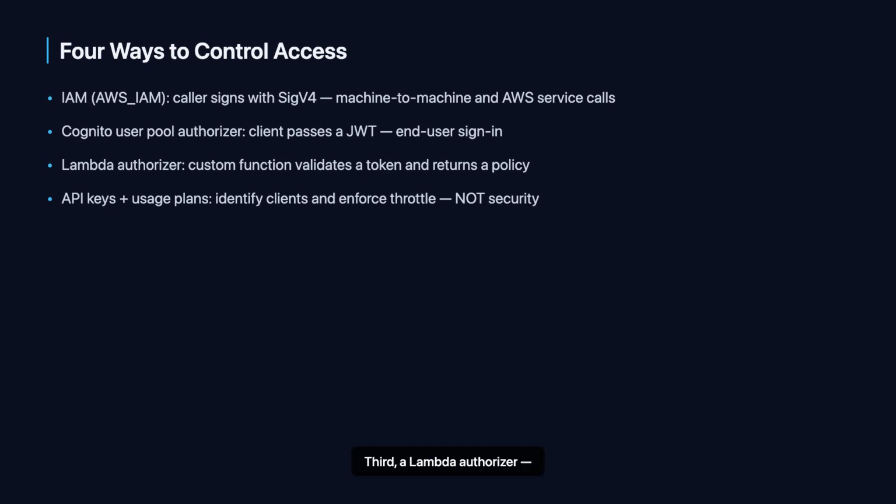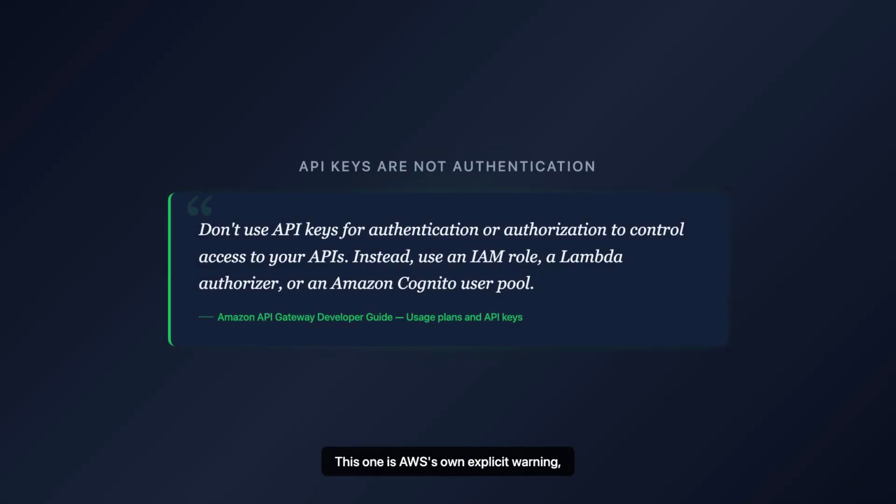Third, a Lambda authorizer, a custom function that validates a token and returns a policy, when your token logic is bespoke. And the fourth item on screen, API keys with usage plans, identifies clients and enforces throttling only. That is deliberately not a security mechanism, and that distinction matters a lot. This one is Amazon Web Services' own explicit warning, not my interpretation. Do not use API keys for authentication or authorization.